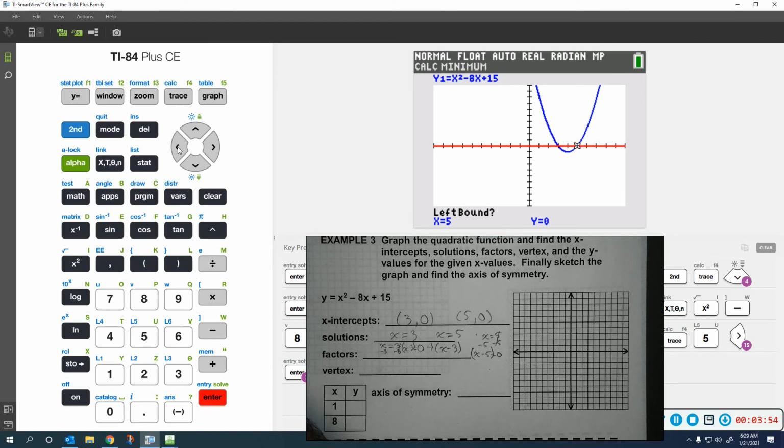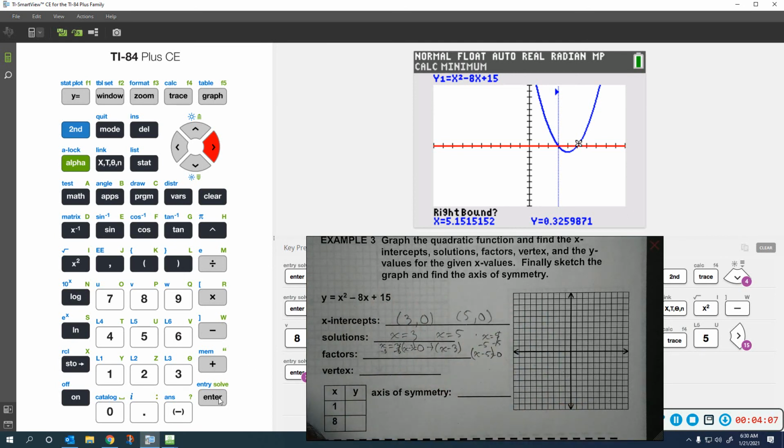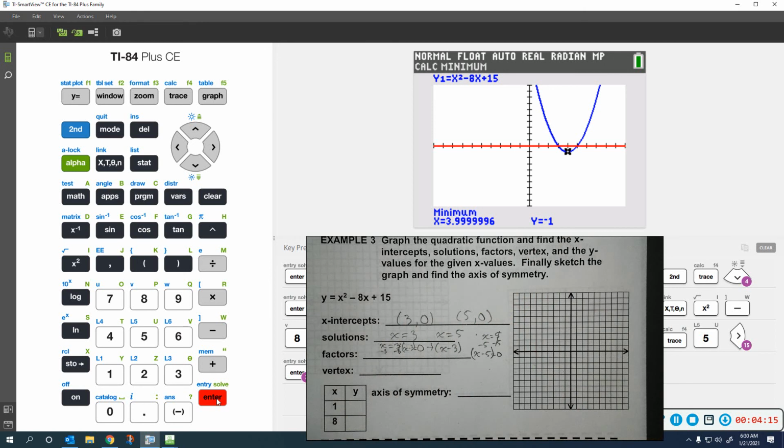Left bound, so we have to move this all the way to the left to where we pass our vertex. Boom. Right bound, we need to move it to the right until we're to the right side of our vertex. Push enter, and push enter one more time when it says guess. And it gives us a minimum of 3.99999, minus 1, which we know should estimate to positive 4, negative 1. Axis of symmetry always shares the x value of the vertex, so it's going to be at x equals 4.